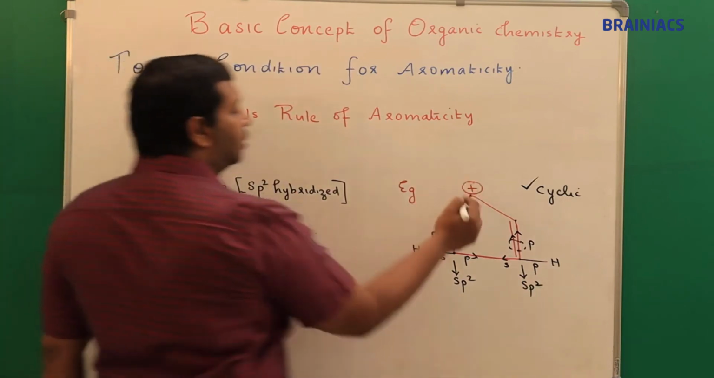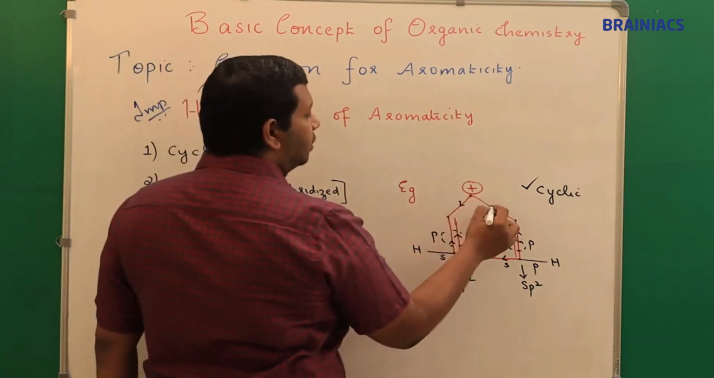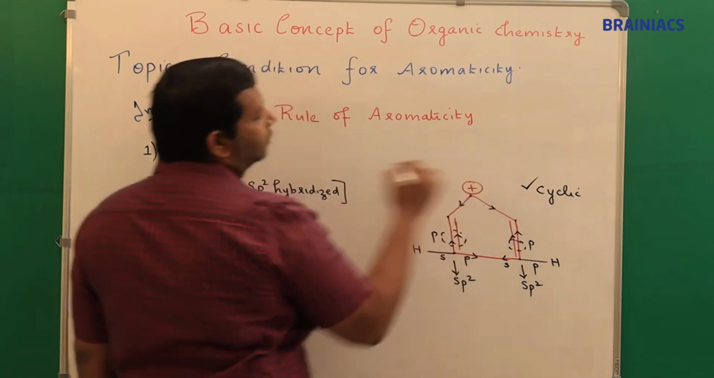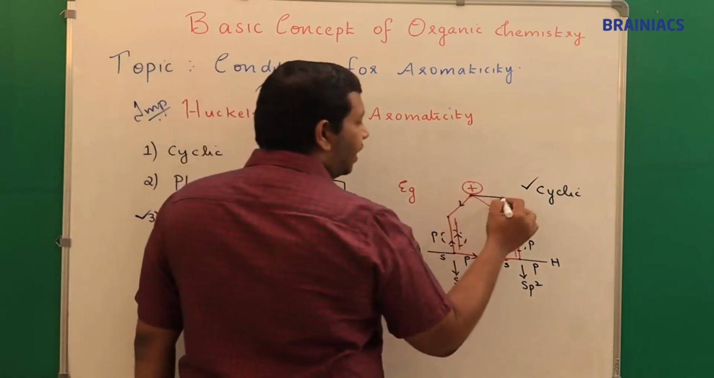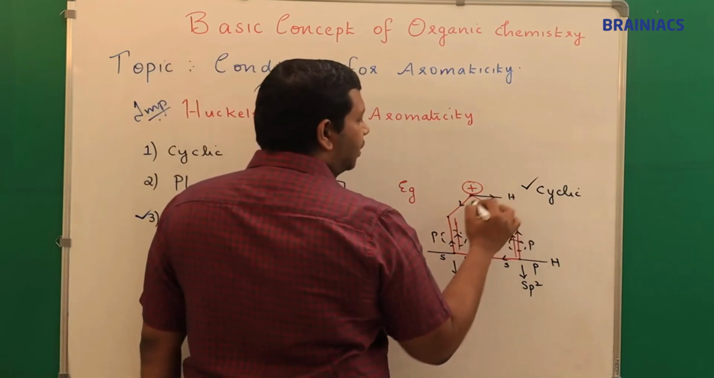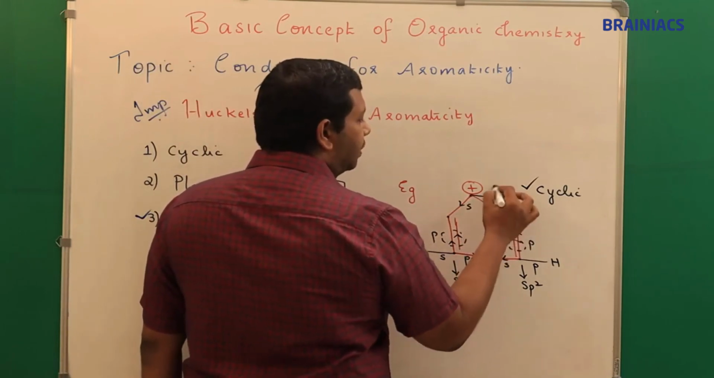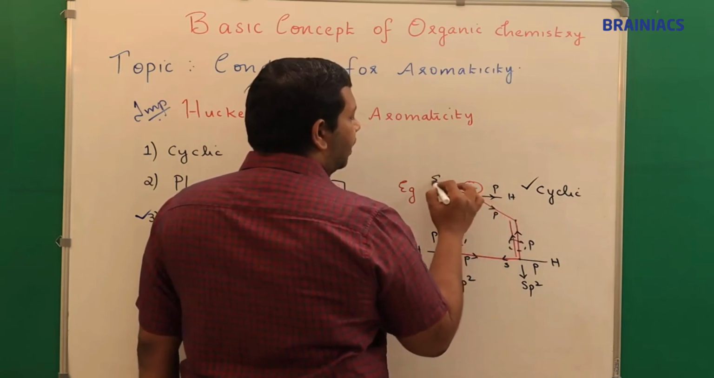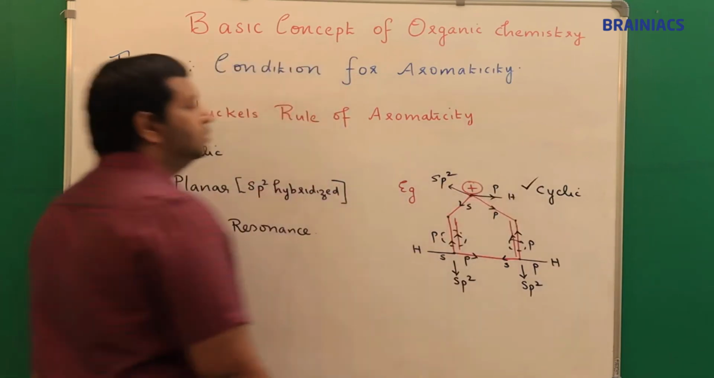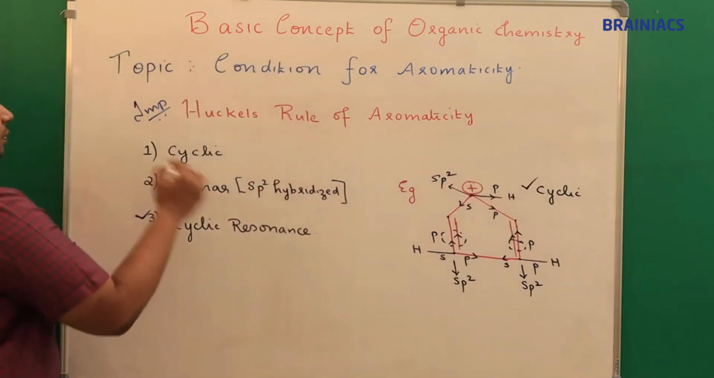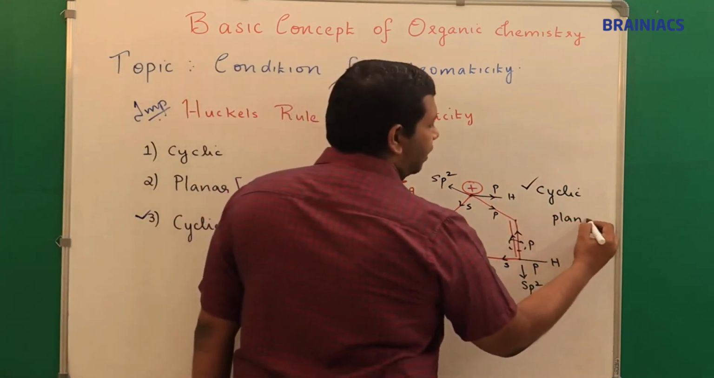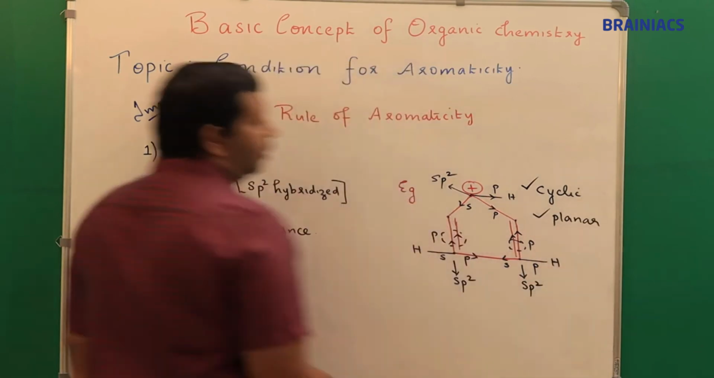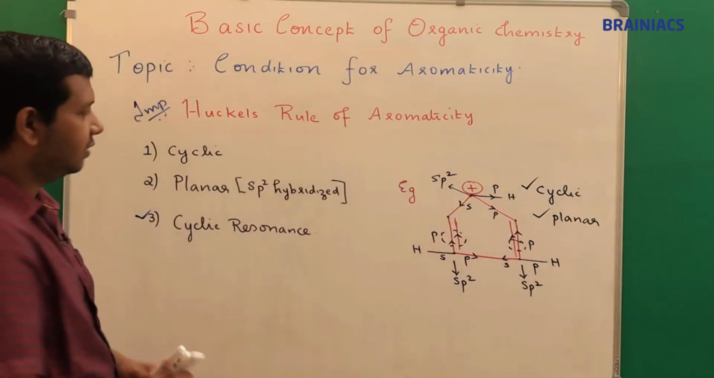Now coming to this one. So here one carbon atom going, one carbon atom going. So you understood there is a positive charge. That means one bond is broken. So the third valency is a hydrogen atom. So that is sp2. So I understood this is planar also. The compound is planar. Correct? Good. Now let me check for the last condition, that is cyclic resonance.